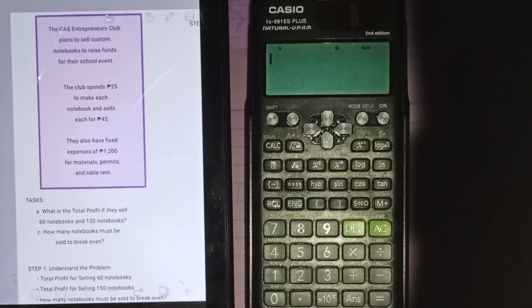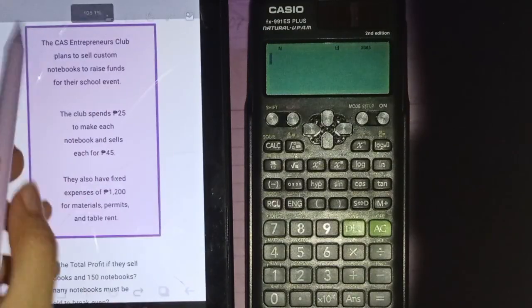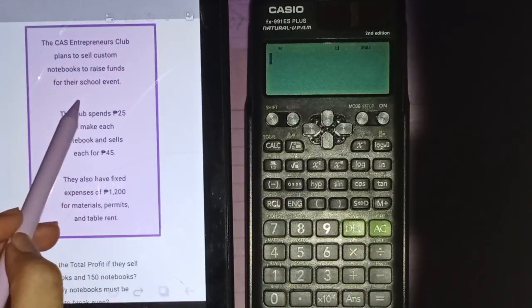I am Jakayla Florence A. Pao from section COCFA 1 BSAR 103, and this is my video presentation for my mathematics subject and how I solved this given problem. Now, it is said here that the CAS Entrepreneurs Club plans to sell custom notebooks to raise funds for their school event.